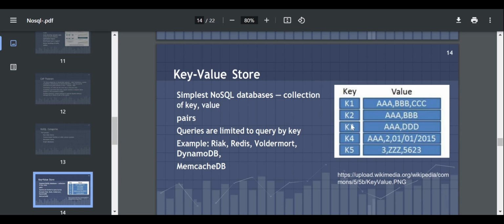A key value store is a type of NoSQL, not only SQL, database that stores data as a collection of key value pairs. Each data item is associated with a unique key, which is used to retrieve or update the corresponding value. Key value stores are known for their simplicity, high performance, and ability to handle massive amounts of data. Queries are limited to query by key. Examples: Riak, DynamoDB, MemcacheDB.